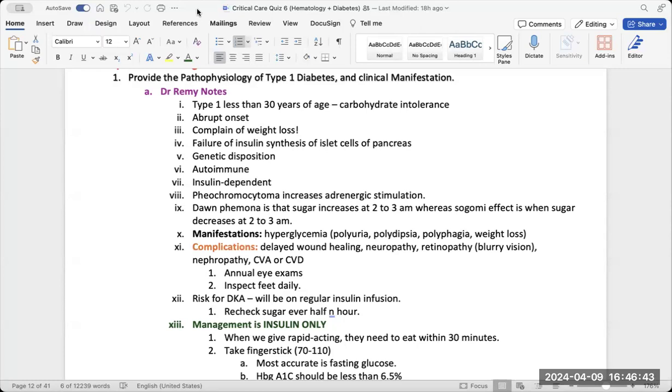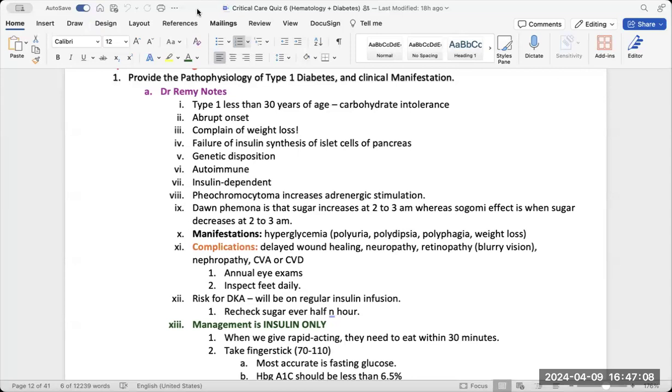They cannot produce it on their own. That's why type 1 diabetics are insulin dependent. It doesn't matter if they're having a procedure, and it doesn't matter if they didn't eat. They have to have insulin all the time because they cannot physically make insulin. So, as you've all mentioned, it has an abrupt onset, it has a genetic predisposition, and it's typically autoimmune, unlike type 2, which is not autoimmune.